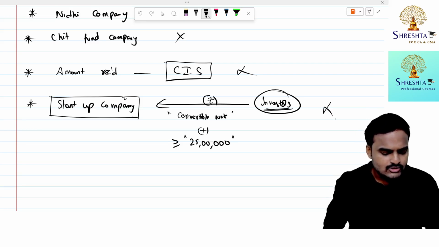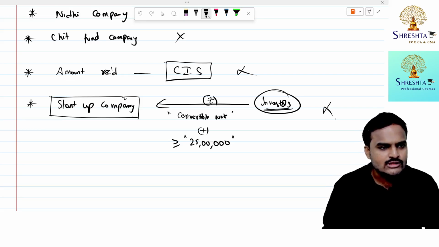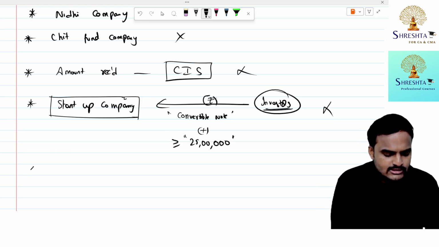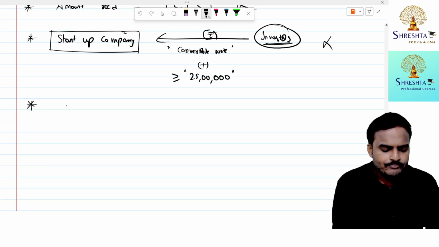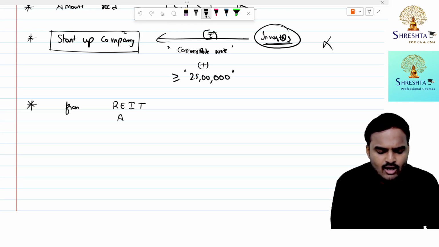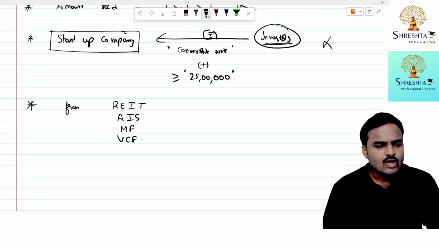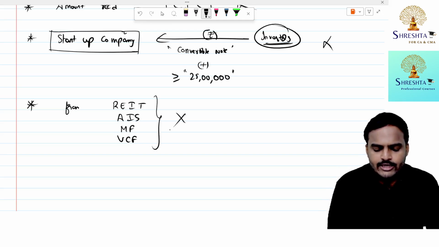Everyone getting my point? So startup companies up to 10 years, amount received by issuing convertible notes is not treated as deposits. And last point, amounts received from a real estate investment trust, alternate investment schemes, mutual funds, venture capital funds, all these are also not treated as deposits.